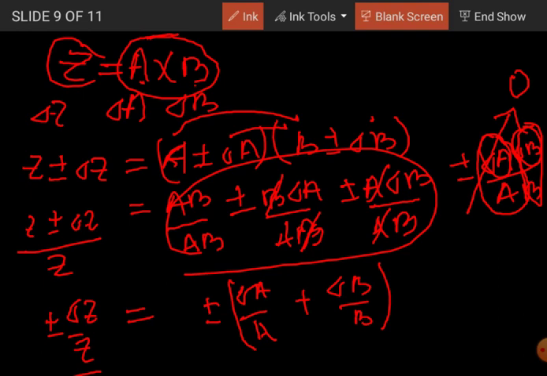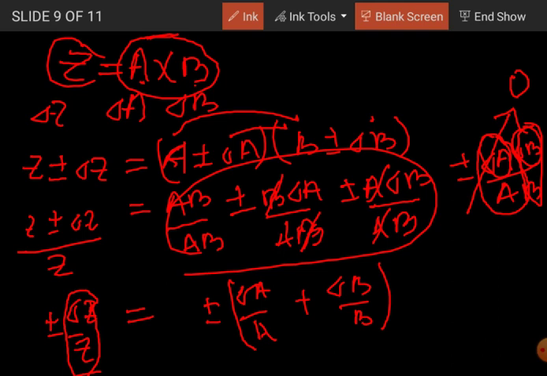So what happens when a physical quantity z is expressed as a product of two other physical quantities a and b, then the relative error in the measurement of z is equal to the sum of the relative errors in those individual measured quantities. So when two quantities are multiplied, the relative error in the result is always the sum of the relative errors in the multipliers. Got it? So this is about the product.